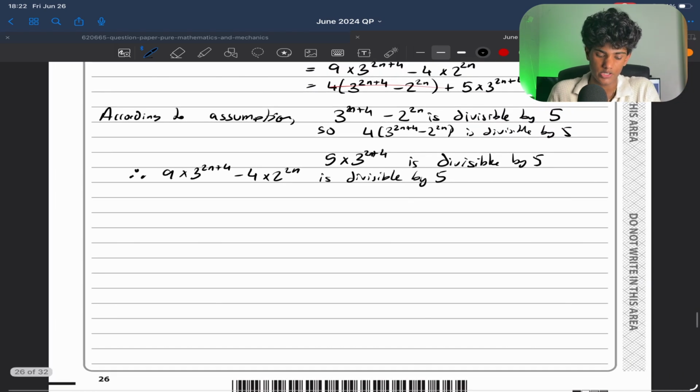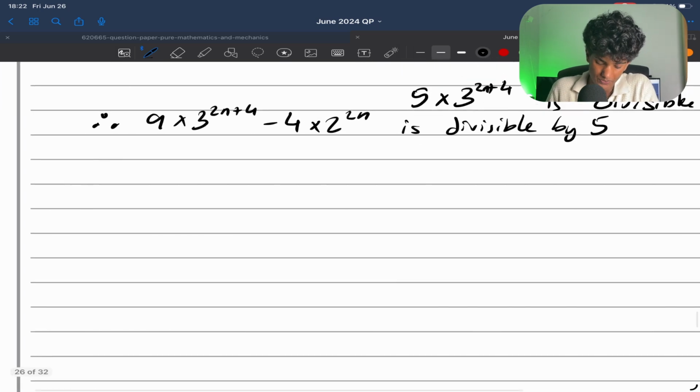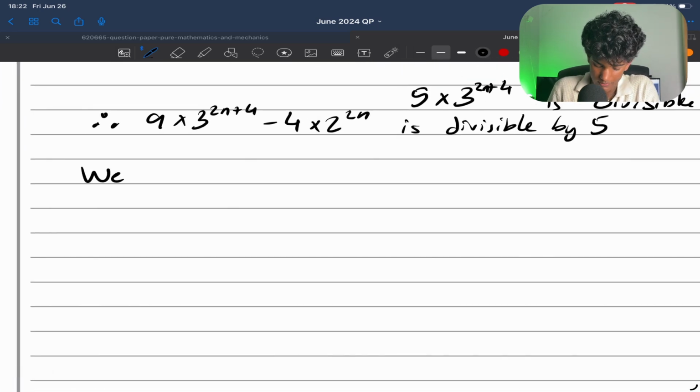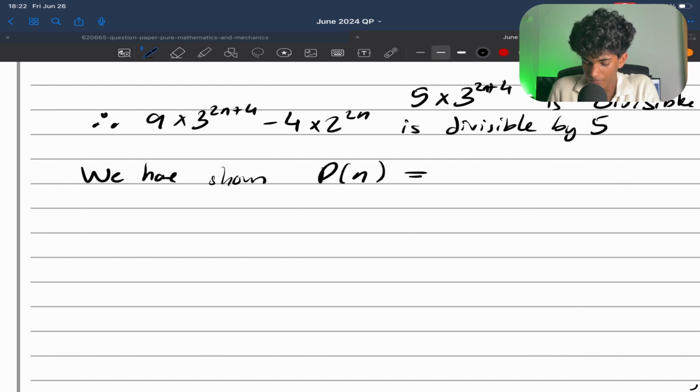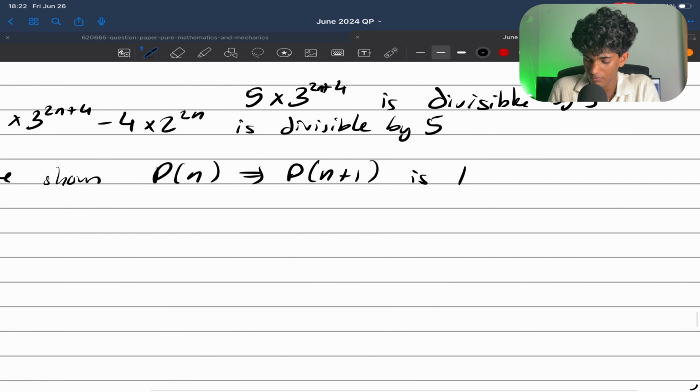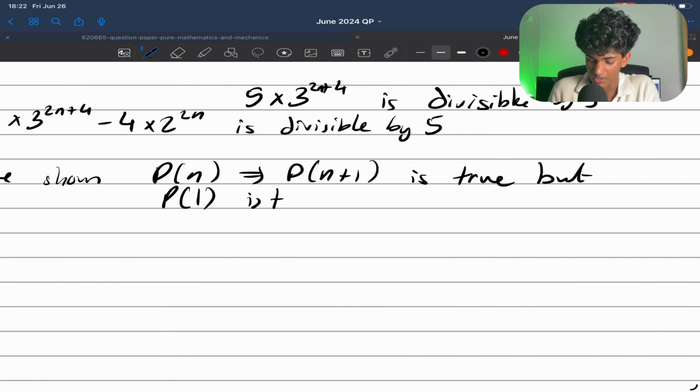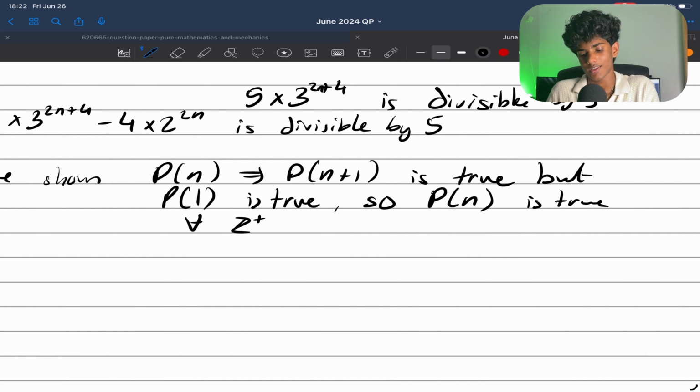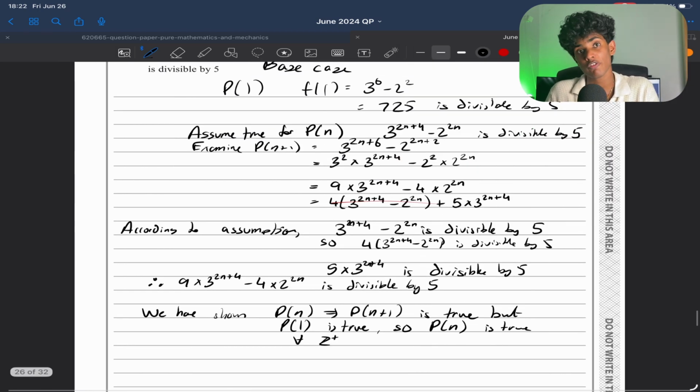Okay, so we are almost done. We just need to do the conclusion. You need to be careful. Like I said, this is normally worth 2 marks. Okay, so we have shown that p of n means p of n plus 1 is true. But p of 1 is true, as we've demonstrated with the base case. So p of n is true for all positive integers. And that is how you do a proof by induction.